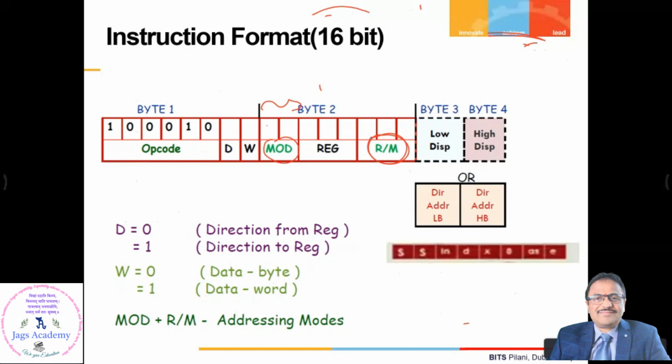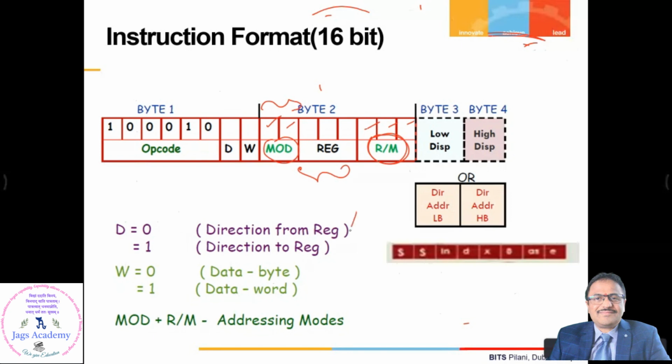Here you have 2 bits, here you have 3 bits. You have multiple addressing modes, and for all these addressing modes there are different combinations of bits. We'll see that from the table. Before that, let us see what this register field is.